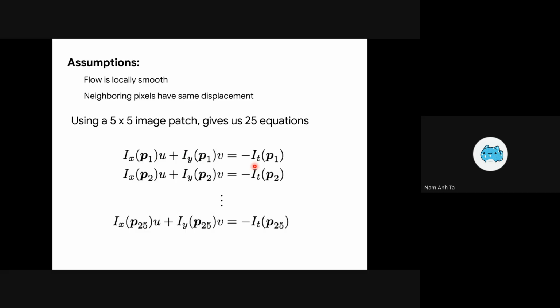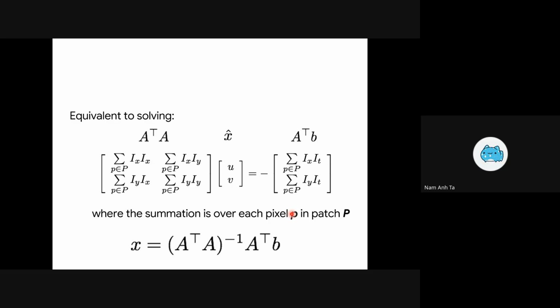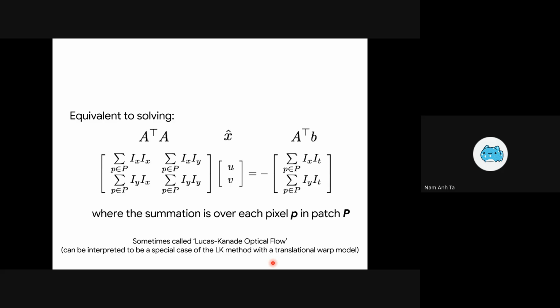So we can write an equation for every pixel. By doing this, we will have 25 equations in total, but only two unknown variables, which are the U and the V. So this will allow us to use the least squares method to find the best solution. To solve this system with multiple equations, we will use linear algebra to find the best estimate for our unknown vector x, which contains the U and the V.